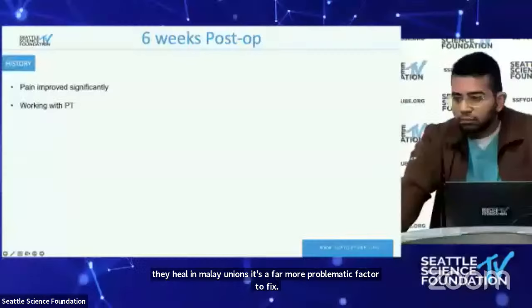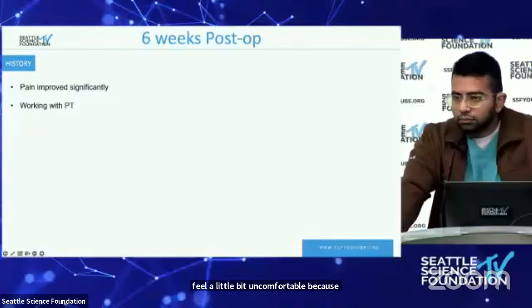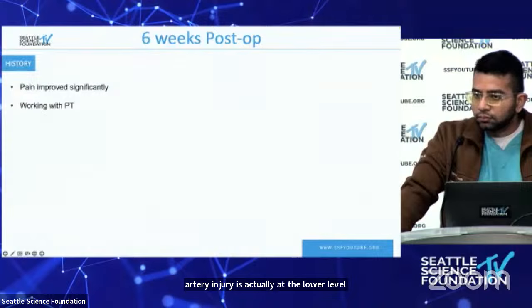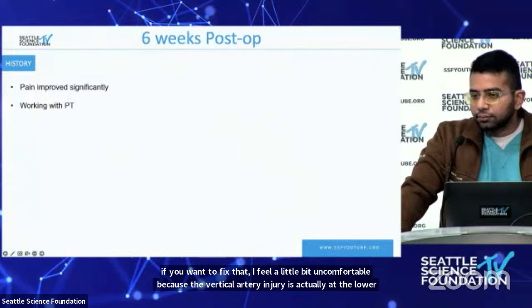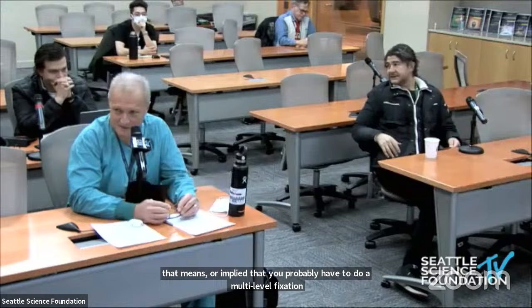So I don't disagree with fixing this and keeping that C1-C2 joint congruous. There's no question that I feel a little bit uncomfortable because the vertebral artery injury is actually at the lower level. But if you want to fix that and go from posterior with a unilateral vertebral artery injury, that side is out. And so the contralateral instrumentation has to be done under extreme precautions to not injure the vertebral artery. That implies you probably have to do a multi-level fixation. A controversial case is out of the question. So the plan right now is to keep him in a neck collar for the C6-7.